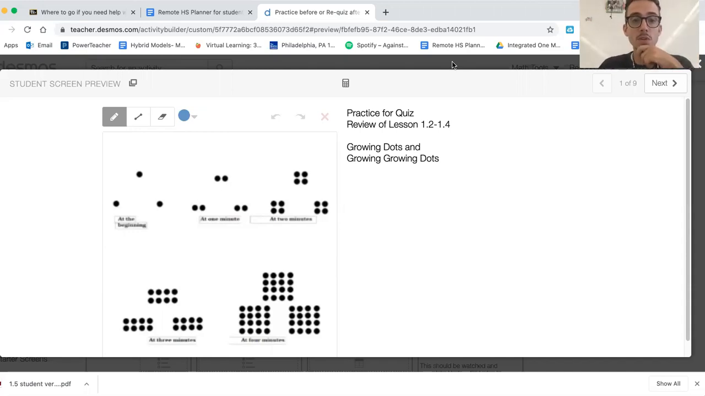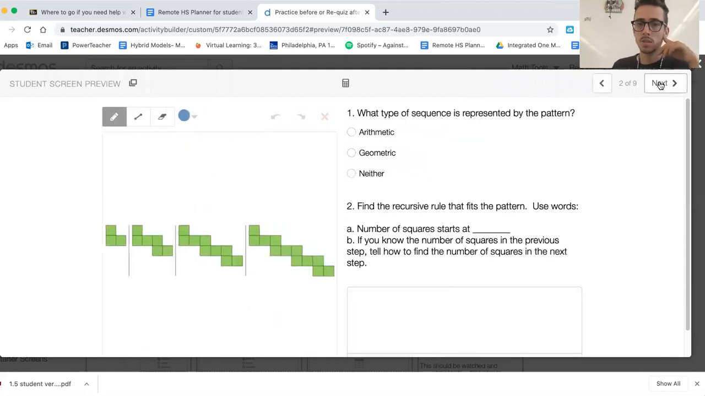What's going to happen in this video? We're going to talk about 1.2, 1.3, and 1.4 with this practice quiz that you should have knocked out before class started. You have this beginning intro page seen here. The first question was asking what type of sequence is represented by this pattern here. Well, let's talk about it.